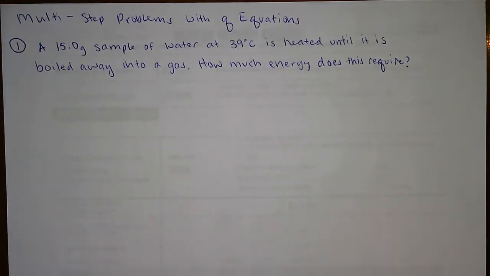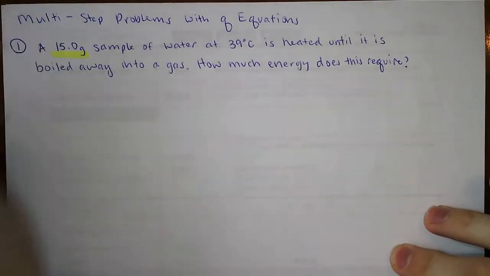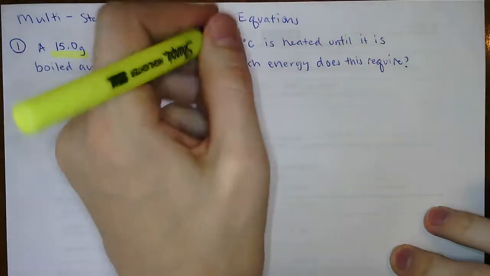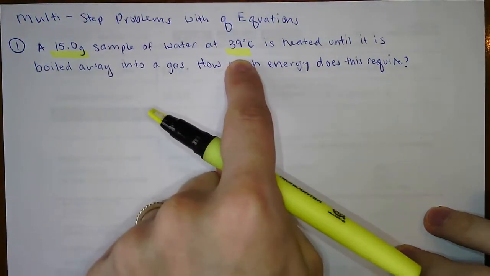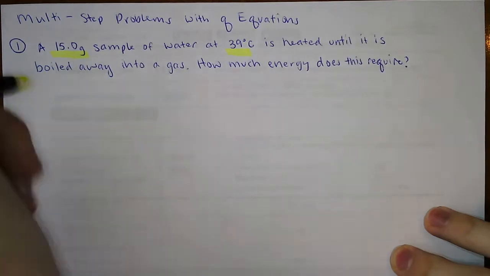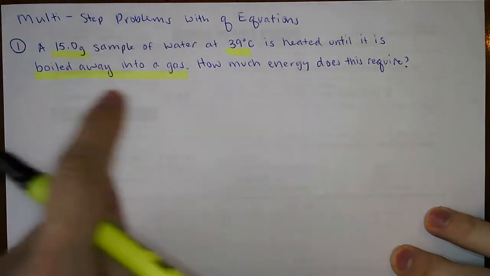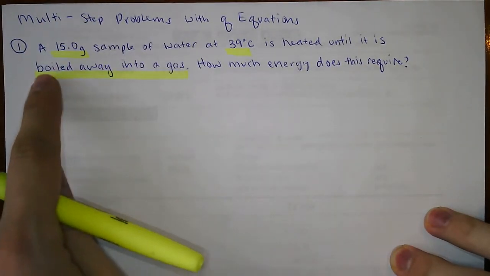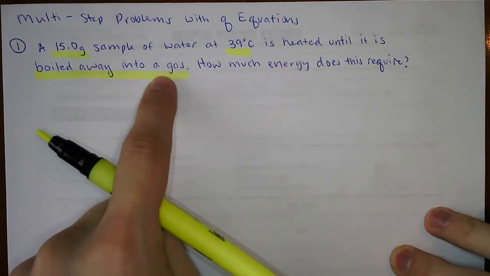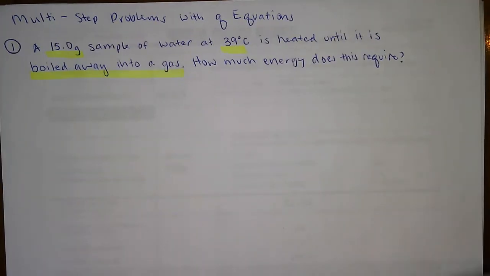So here we have a 15-gram sample of water. So we've got 15 grams, there's a mass, at 39 degrees Celsius. So there's my initial temperature. It's heated until it has boiled away into a gas. I'm not given a final temperature, but I'm told that it's going to end as a gas. And then, how much energy does this require?